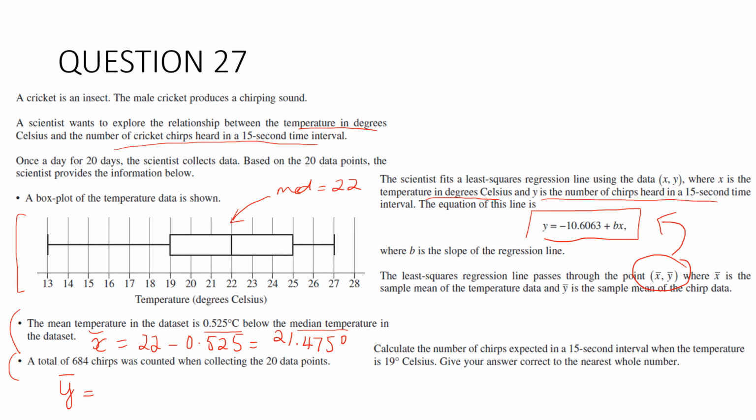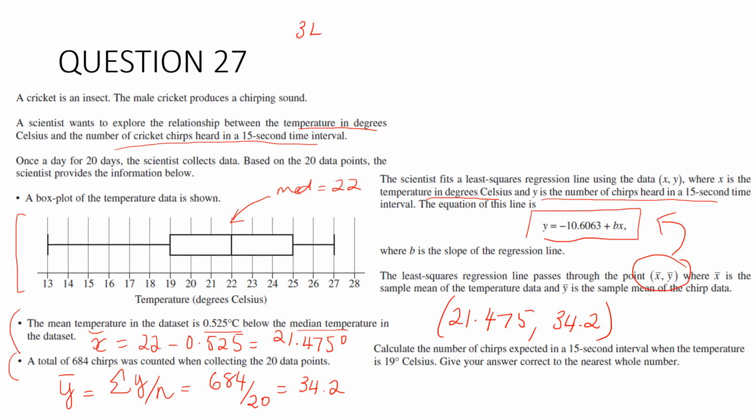Now we need the mean of the chirps. So Y bar will be the total number of chirps divided by the number of data points, which is 20. So 684 divided by 20, which is 34.2. And there's our mean point. So 21.475, 34.2. Let's substitute that into the least squares regression line.